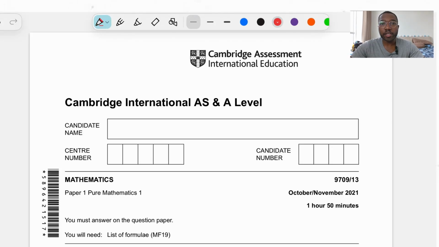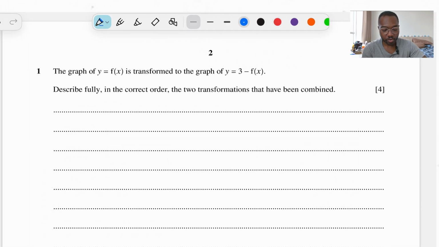We'll be going over the October-November 2021 Pure 1 Paper 1 Variant 3. Let's go. For question 1, we have the graph of f of x is transformed to the graph of y equals 3 minus f of x. Describe fully in the correct order the two transformations that have been combined.